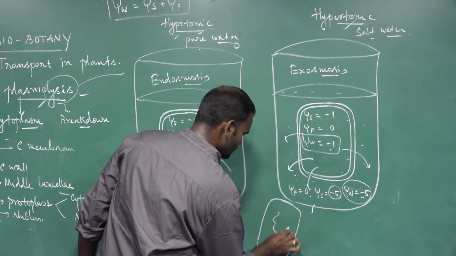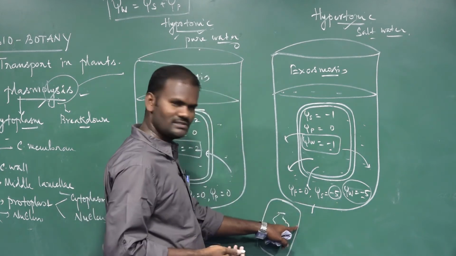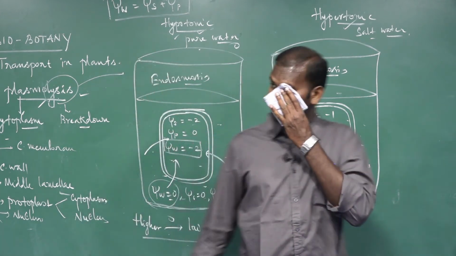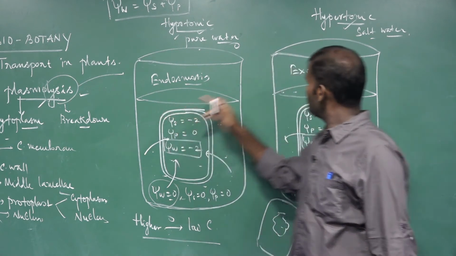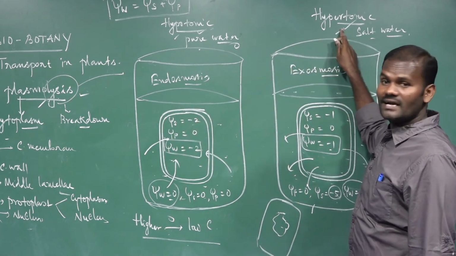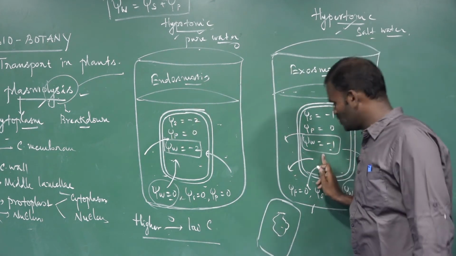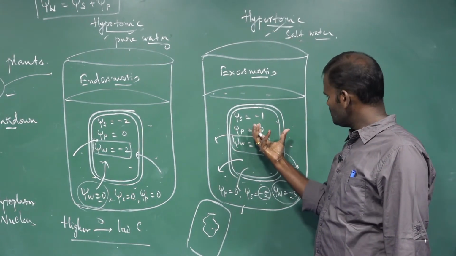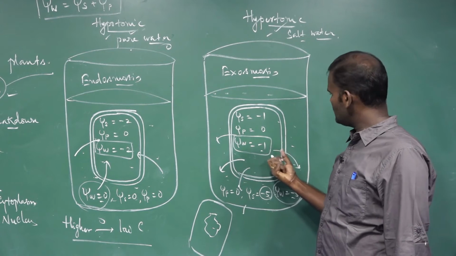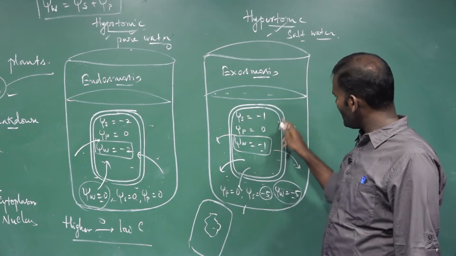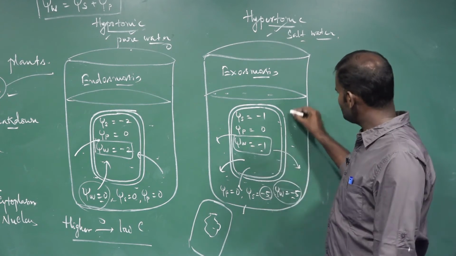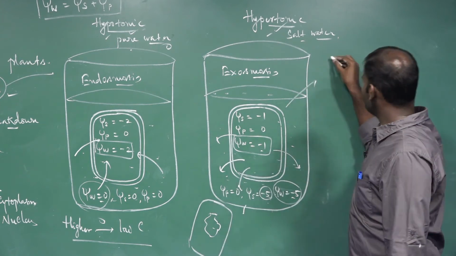The protoplasm shrinks away from the cell wall by this process called plasmolysis. So what is called plasmolysis? When a cell is placed in a hypertonic solution, water will come out from the cell and the protoplasm shrinks. The plasma membrane is kept away from the cell wall, and the cell becomes flaccid.